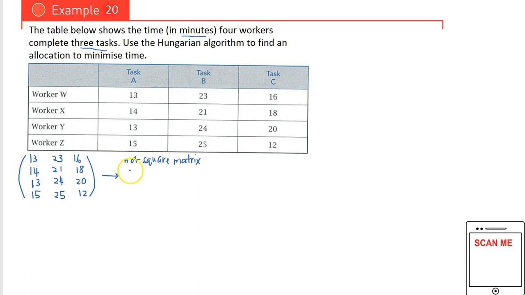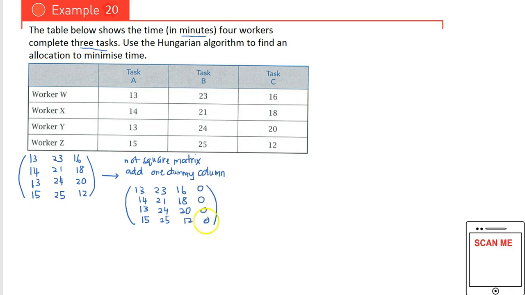So if it is not a square matrix, what you're going to do here, you need to add one dummy column. How are you going to add? So previously all the same, 13, 14, 13, 15, 23, 21, 24, 25, 16, 18, 20, 12. Add one more column which is all 0 only. Once you add, then you can continue for the row reduction and column reduction. Okay, so I write over here.